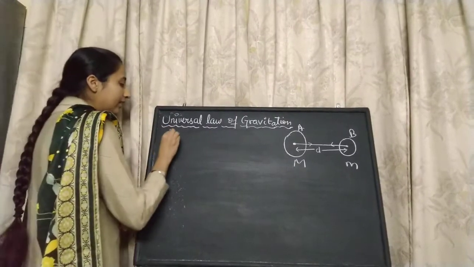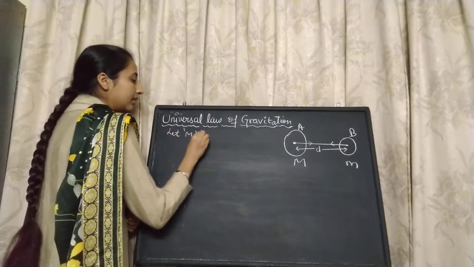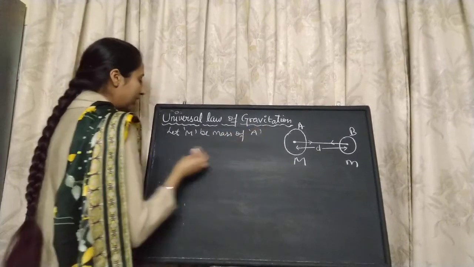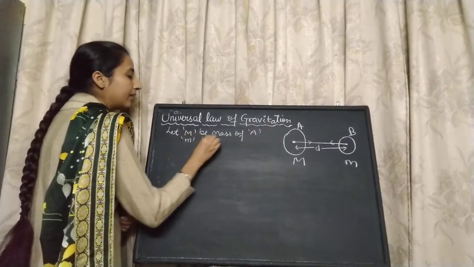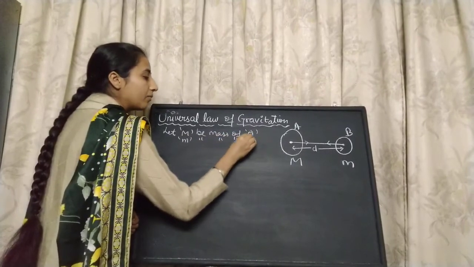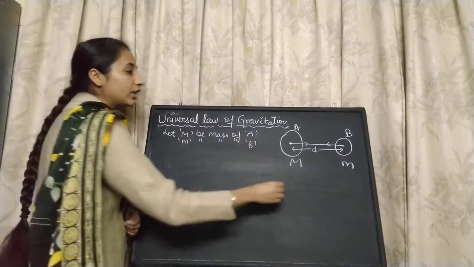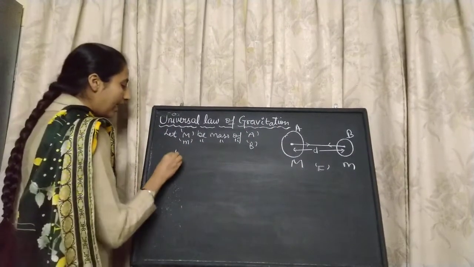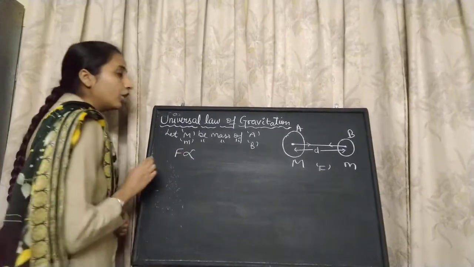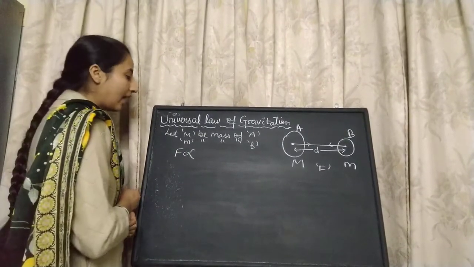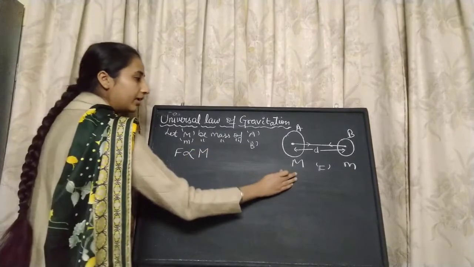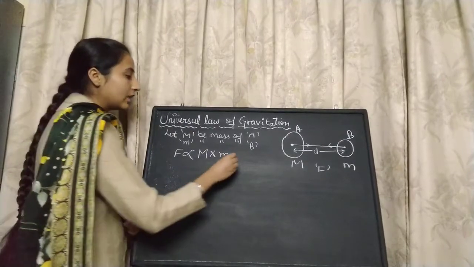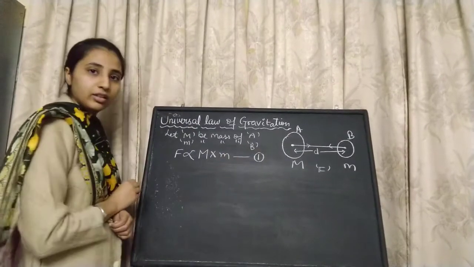Now, let capital M be the mass of object A and small m be the mass of object B. The force between the two objects is given by capital F. Now F is proportional to the product of the two masses, that is, multiplication of capital M into small m. Let us take this as equation number 1.